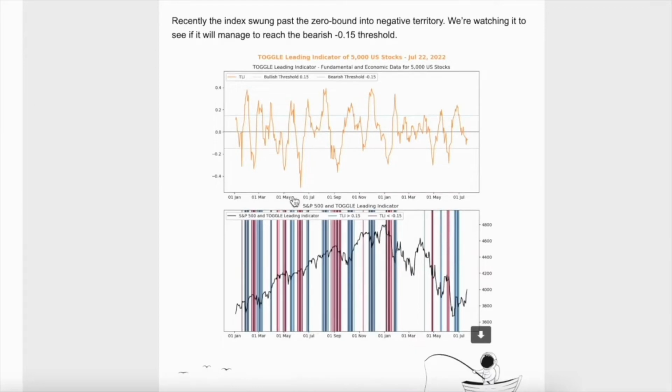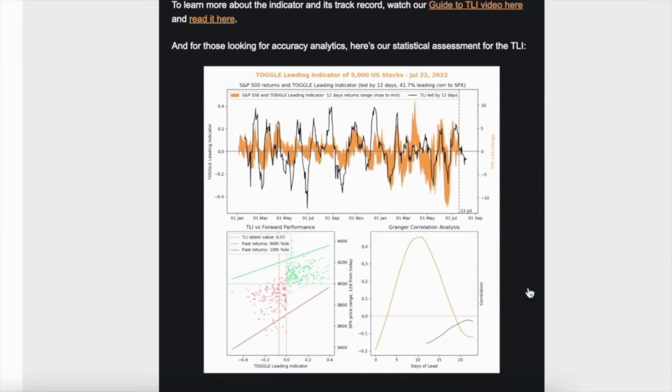Hey togglers, in this video we're going to explore the Toggle Leading Indicator, aka the TLI. We'll go over what it is, how it works, and when to use it. We will also interpret the charts sent out in every Friday edition of the Toggle Daily Brief.